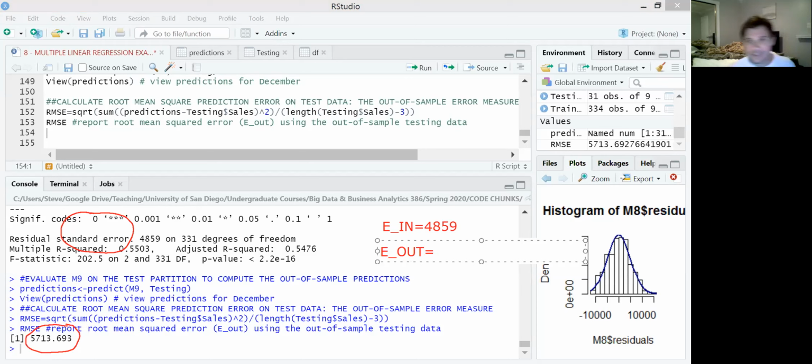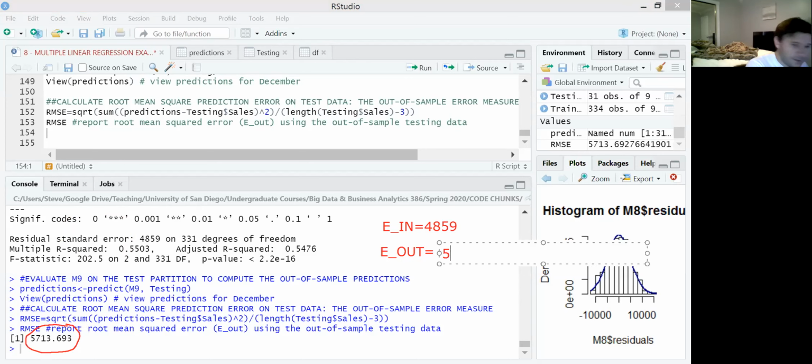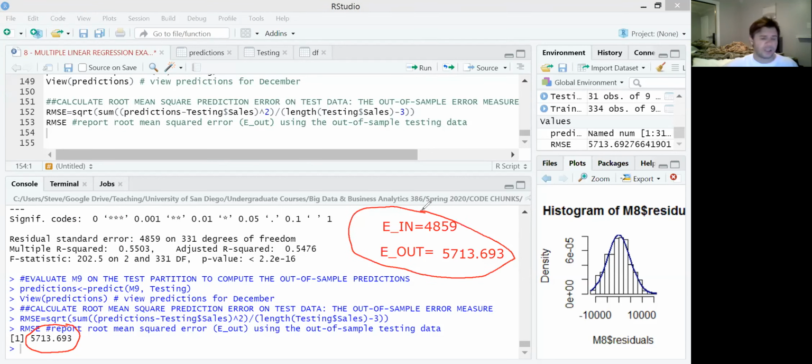We're using data that we didn't use to build the model to actually evaluate the model here. Okay, so our E out, what is that going to be? It is 5713.693, which is definitely bigger than E in, as we expect. Generally, this is true on average, but sometimes you never know. You could get a test data set where your model fits it really, really well compared to your in-sample data. Weird things can happen sometimes.